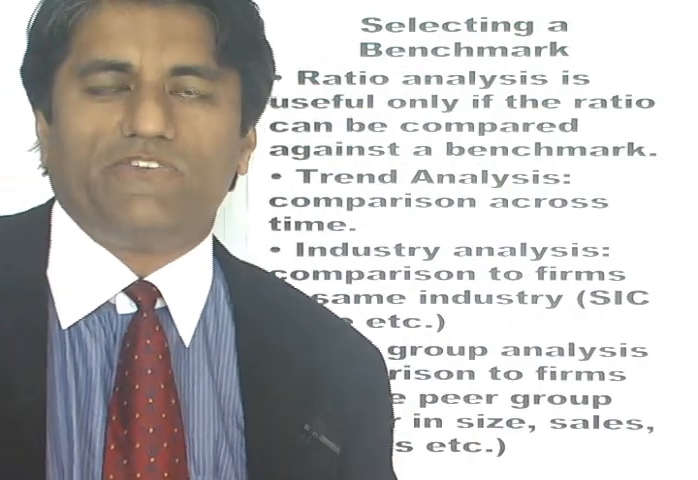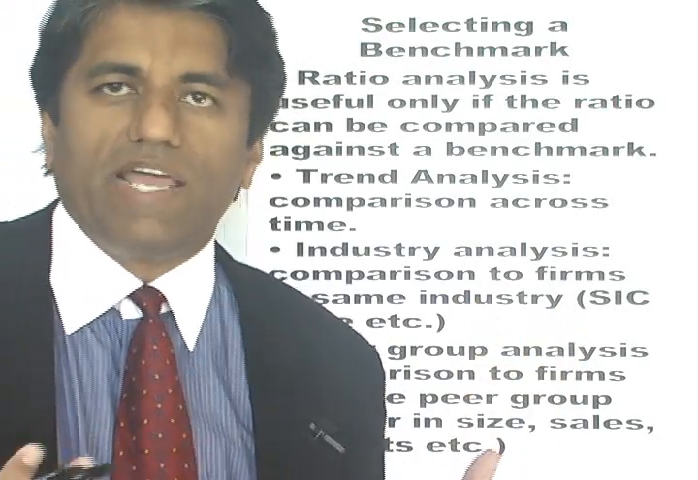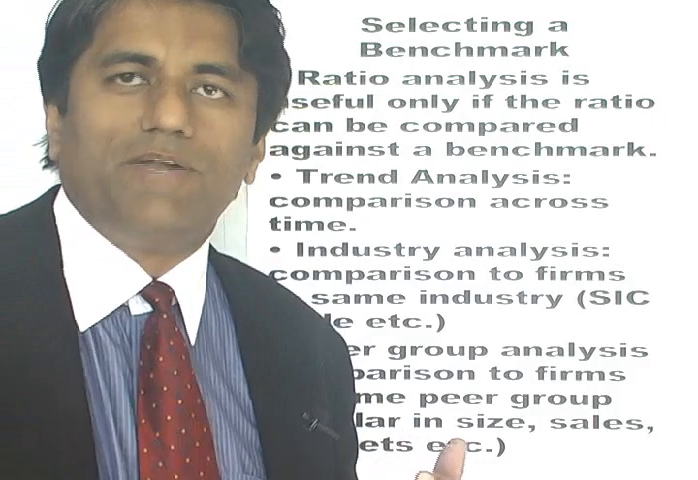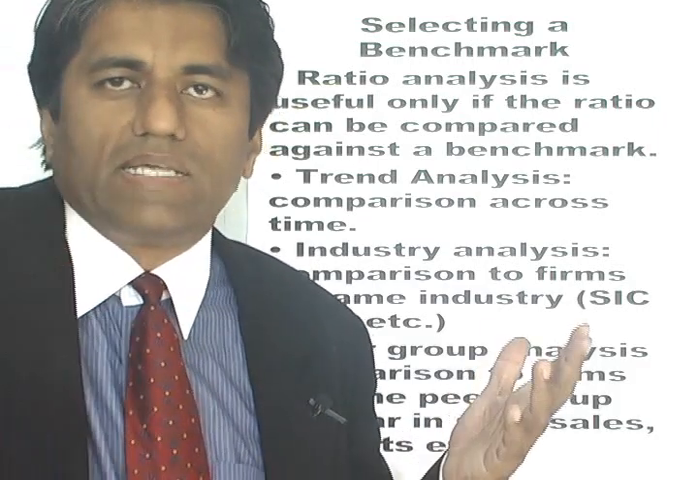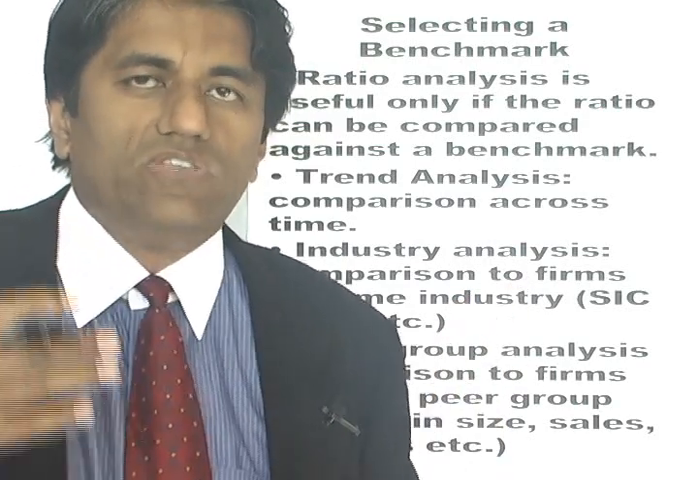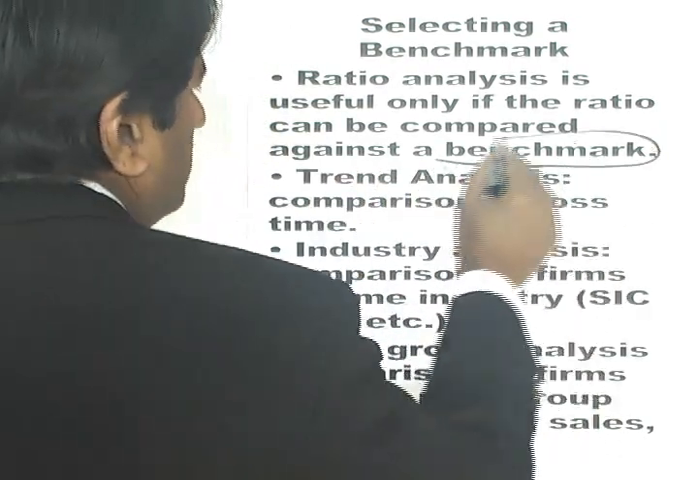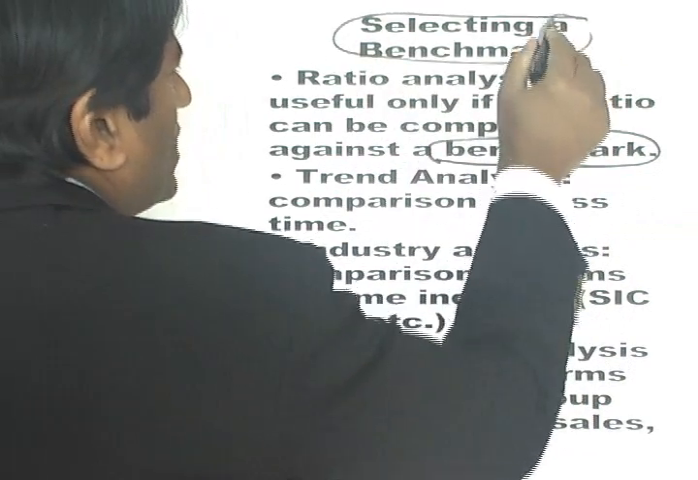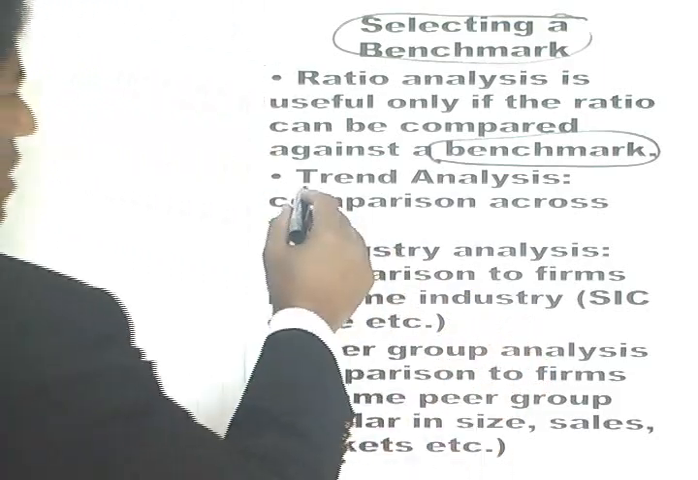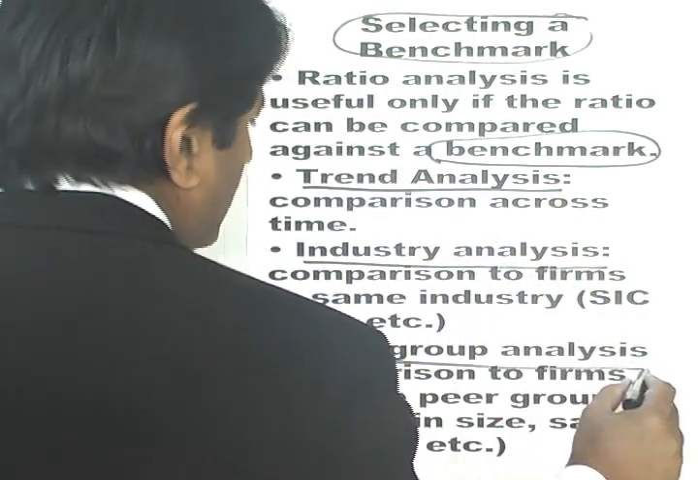So now that you've learned about a few ratios, say you go ahead and compute a few ratios. And once you have a ratio, the next question is, now what? Let's say the price-earning ratio for a firm turns out to be 12. What is the significance of it? What are you going to do with it? Well, you need something else to compare it with. So you need a benchmark. We have to select a benchmark, and there are three kinds of benchmarks: trend analysis, industry analysis, and peer group analysis.